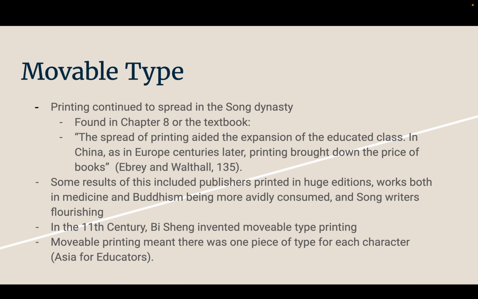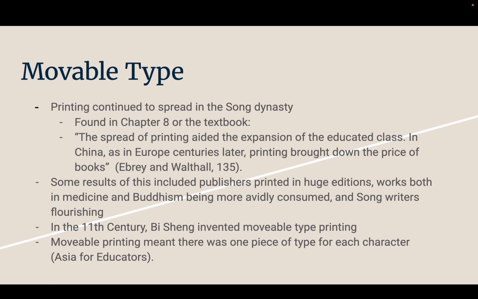Printing continued to spread and was very prevalent in the Song dynasty, and it helped expand the educated class, and it ended up bringing down the price of books as well, which was found in the textbook in chapter 8. Some results of the invention of printing included more publishers printing in huge editions, and works both in medicine and other research fields, as well as Buddhism and Confucianism being more avidly consumed.